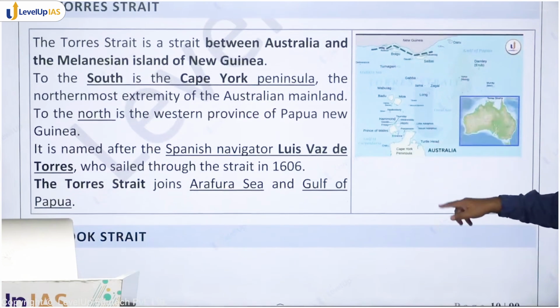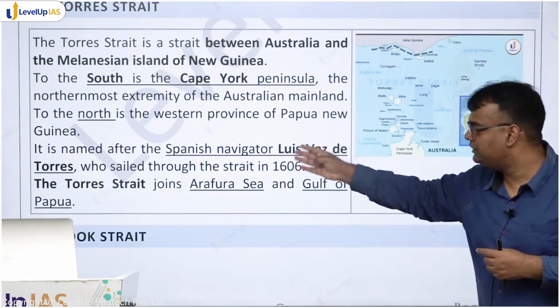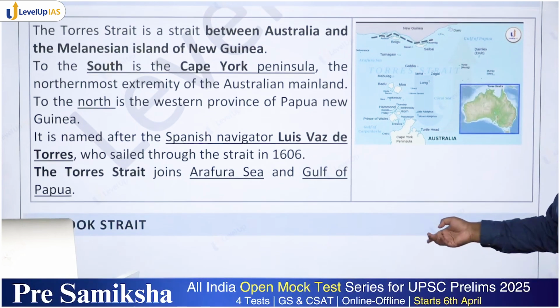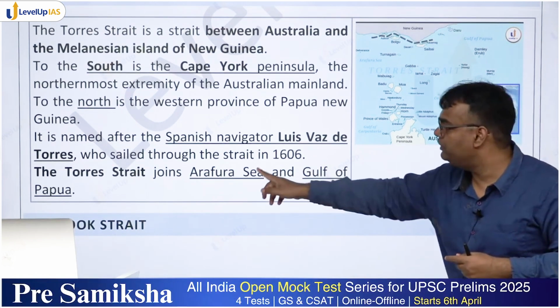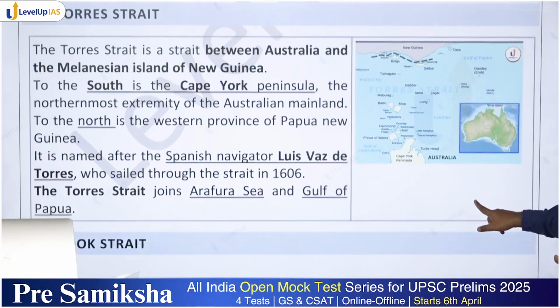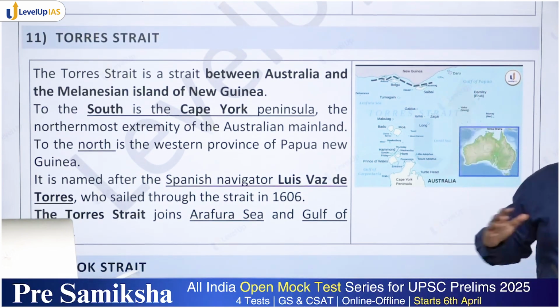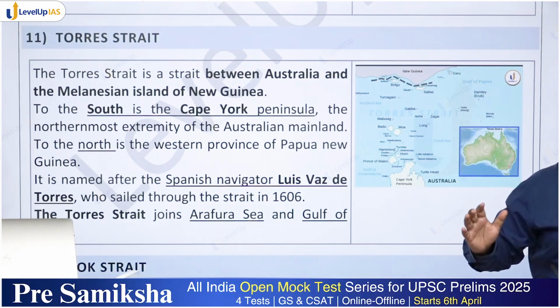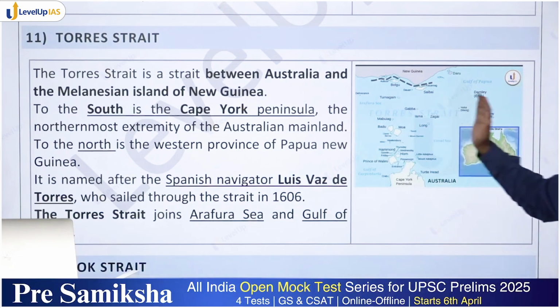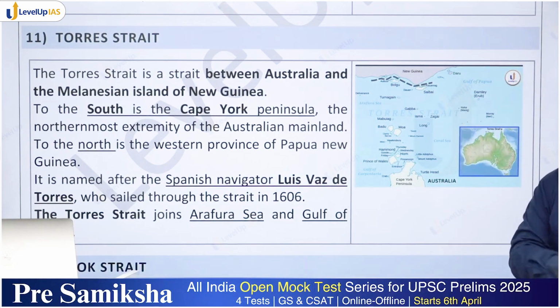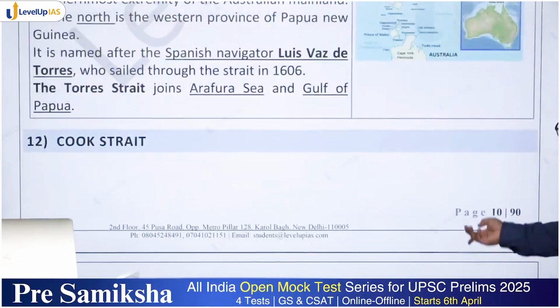It has been named after a Spanish navigator who first came here in 1606, and it joins the Gulf of Papua with the Arafura Sea. On one side we have the Arafura Sea and on the other side we have the Gulf of Papua. A strait joins two big water bodies, so the Arafura Sea and the Gulf of Papua. What is that strait? Torres Strait.